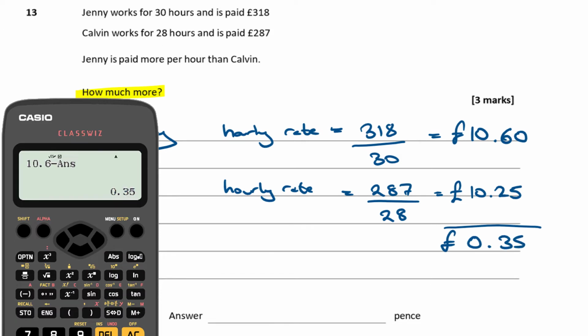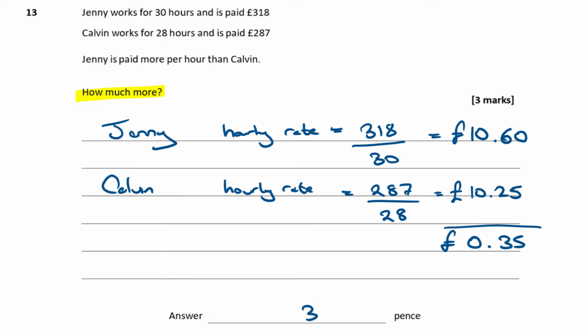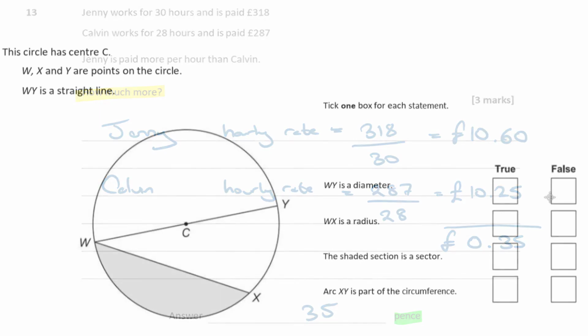Okay, so that's £0.35 or 35 pence. It was pence down here. Just make sure you match the units. So it's 35 pence. Question 14.